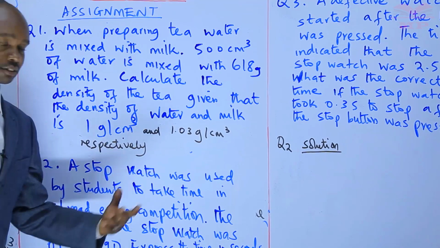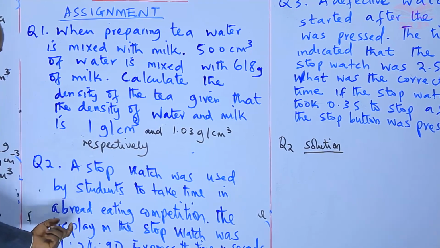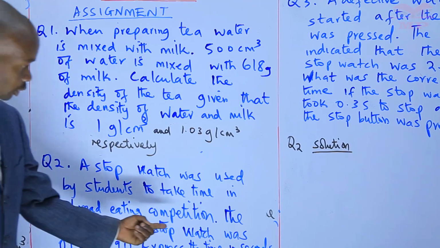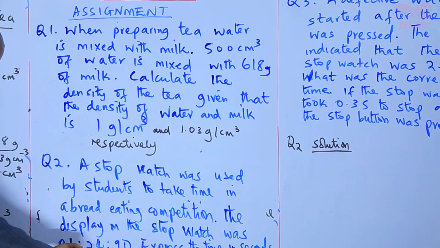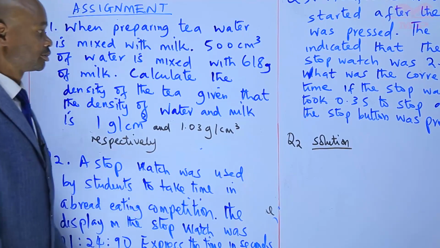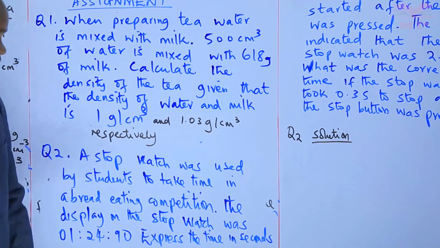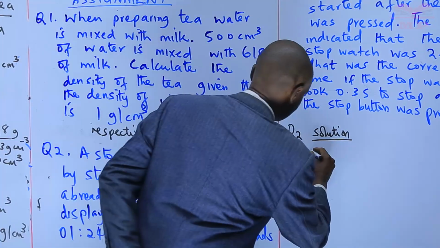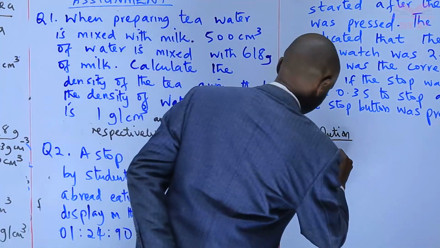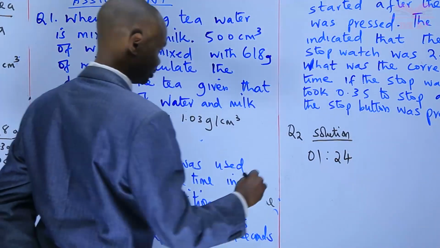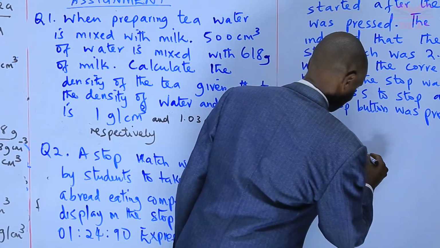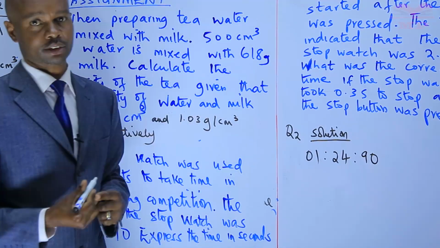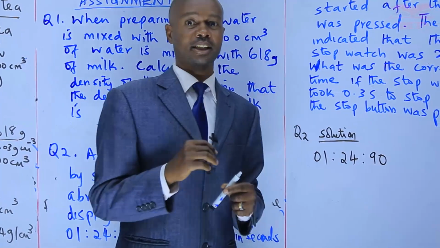A stopwatch, I think you've heard of a stopwatch, is used by students to take the time in a bread eating competition. The display on the stopwatch is 01.24.90. Express the time in seconds. So before you work out, you should know what that represents on a stopwatch, because most of them are standard.